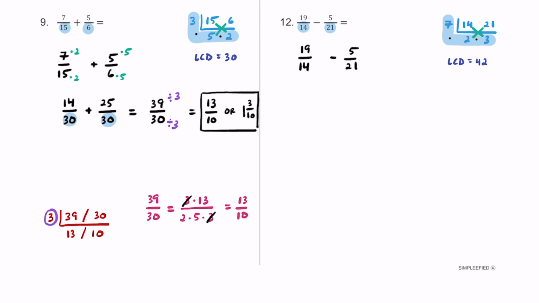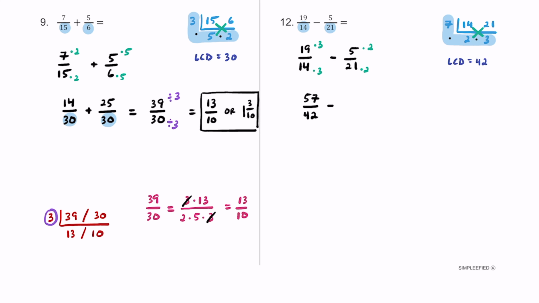Okay, so how many 14s do we need to make 42? Looks like it's 3. So let's go ahead and multiply by 3, top and bottom. And how many 21s do we need? Looks like 2. So let's go ahead and do times 2 times 2. For 19 times 3, if you need to write that out, I totally understand, but I think that's going to be 57. 14 times 3 is 42.